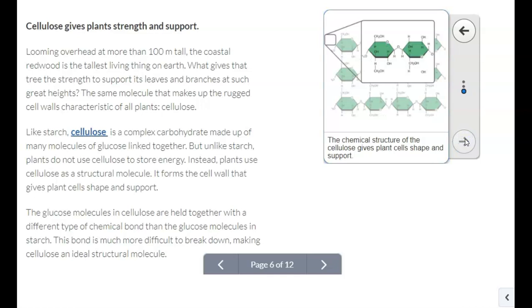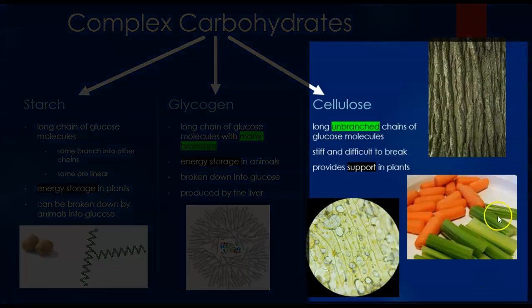The glucose molecules in cellulose are held together with a different type of chemical bond than the glucose molecules in starch. This bond is much more difficult to break down, making cellulose an ideal structural molecule. Most animals cannot digest cellulose. Cellulose contains the same fundamental molecule, glucose, as starch, but the two complex carbohydrates have very different properties.